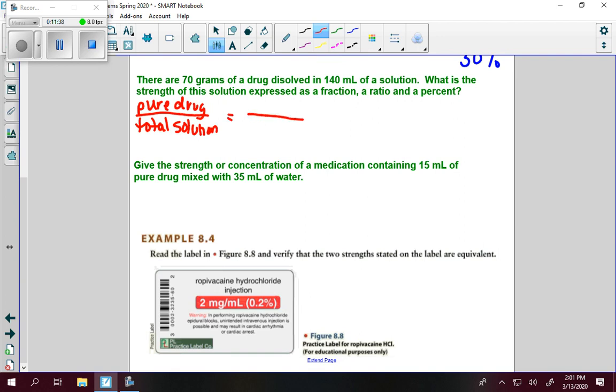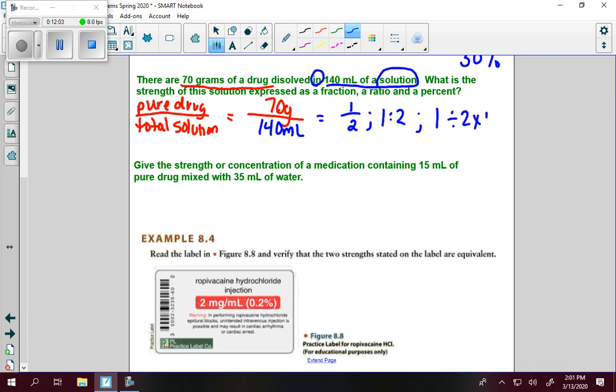And when I look up here, I have 70 grams of a drug dissolved, and here it is, in 40 milliliters solution. So since it's already the solution, I would have 140 milliliters there. So my fraction would be 70 over 140, which would really be 1/2, or 1 to 2, or 1 divided by 2 times 100. So it's a 50% solution.